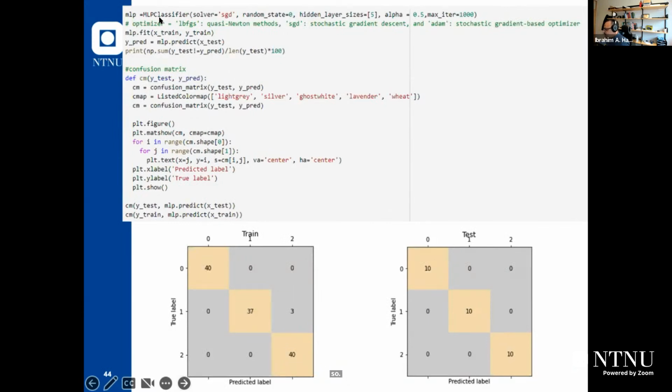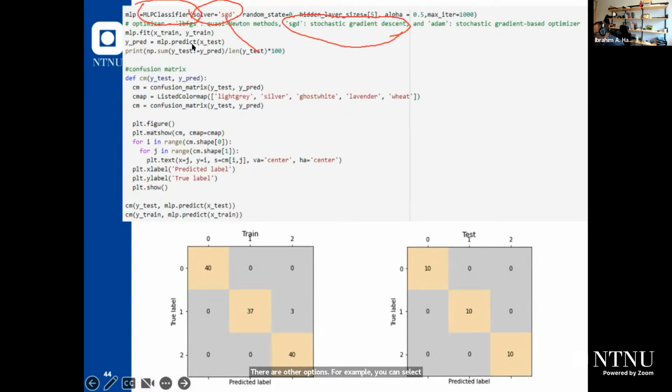After that, I will import MLPClassifier, and in MLPClassifier, as you can see here, we need to select the solver, and I used SGD, and SGD stands for stochastic gradient descent optimizer. This is the optimizer or the solver. So we use the SGD, which is stochastic gradient descent. There are other options. For example, you can select this one, LBFGS. So you can select Adam, for example.